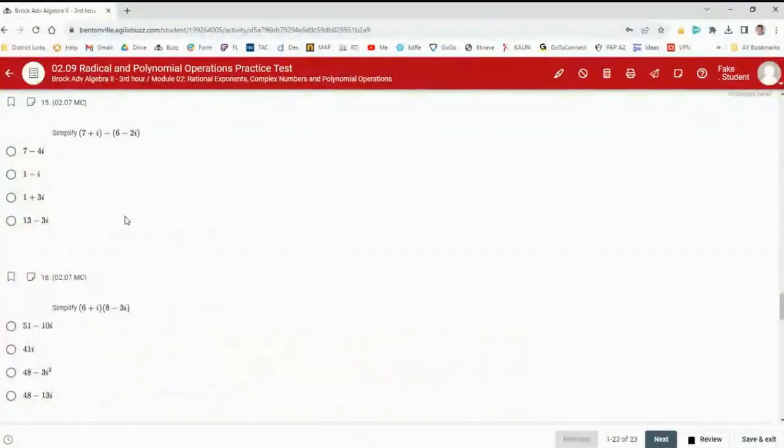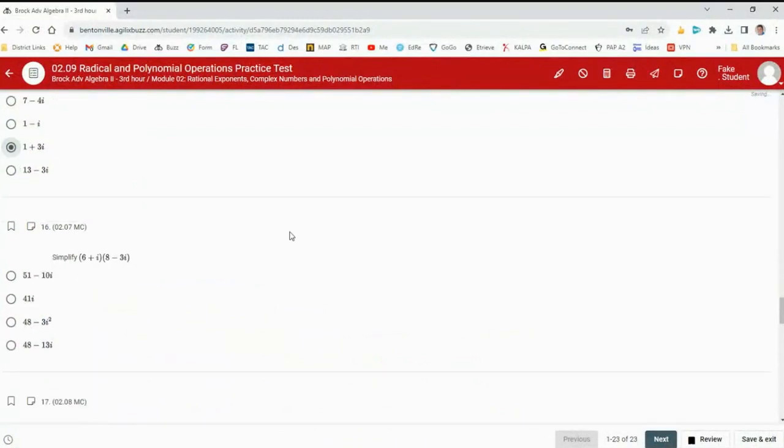Shed the old one, increase the size of the old one. There it is. 1 plus 3i. Or grow a new one underneath.